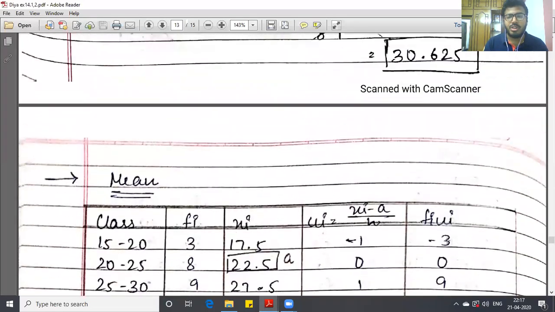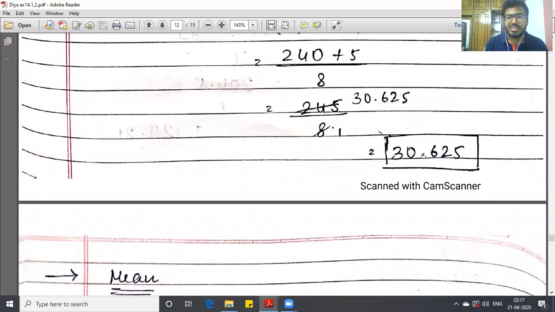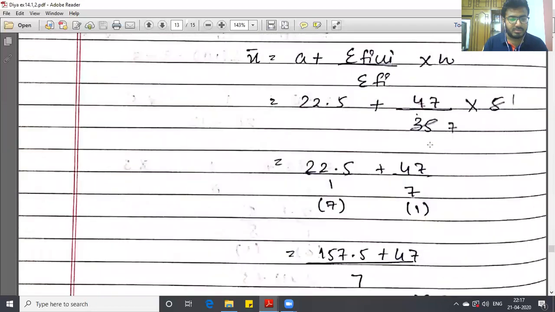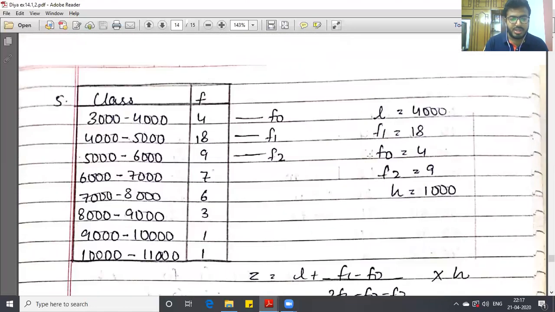You got the mode as 30.625. See, 29 and 30 are approximately nearby. This is suggesting that the mean and the mode are giving a central tendency. Central tendency is the aspect we are dealing with. Okay, now going to the next question.